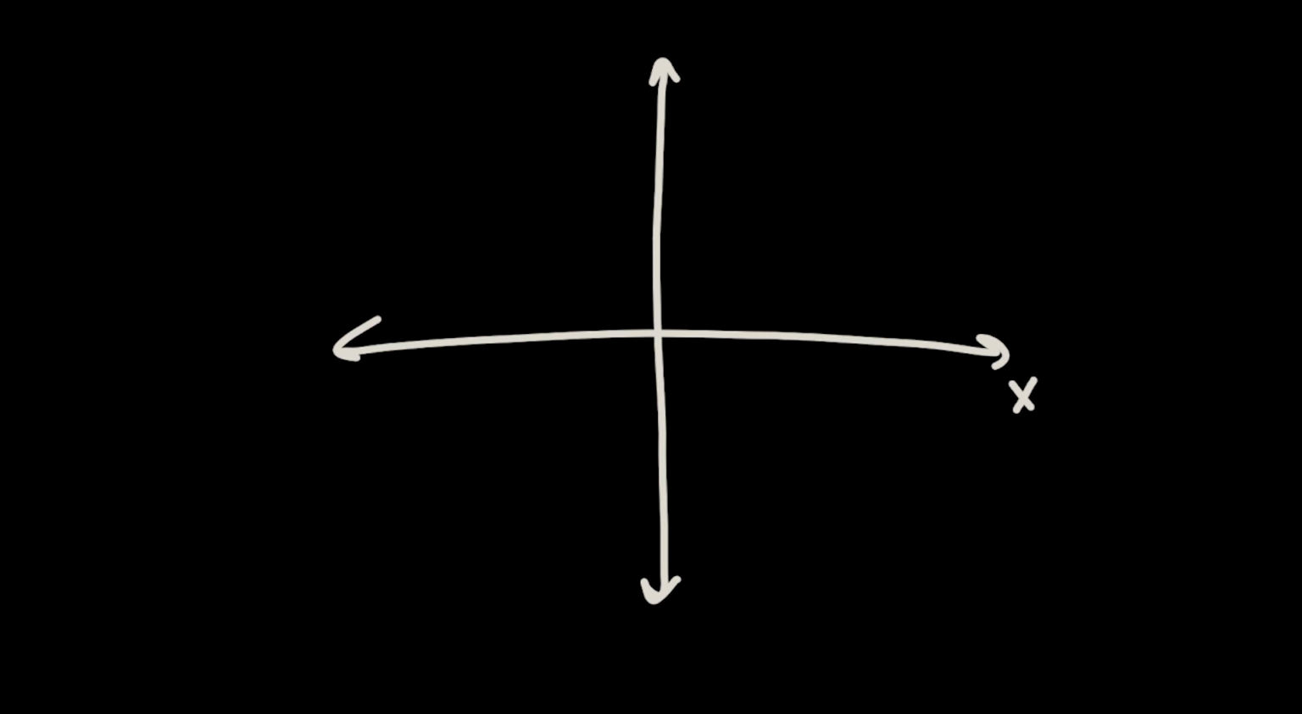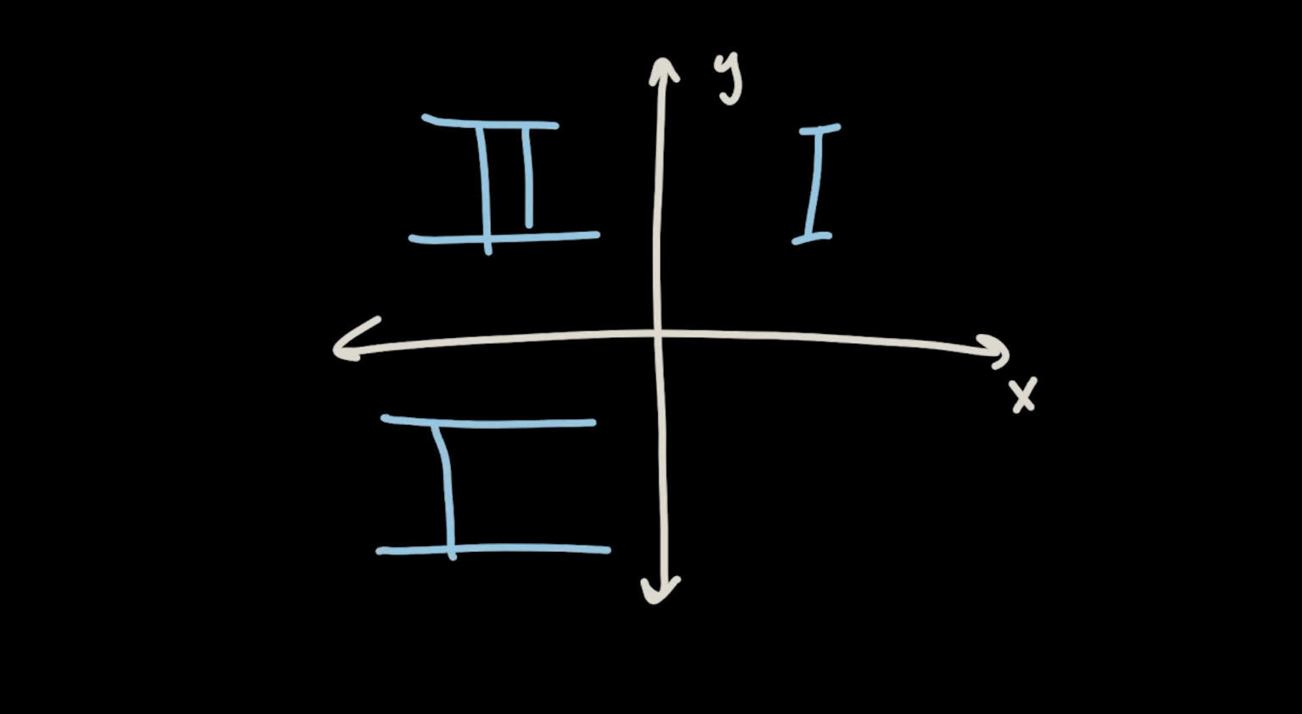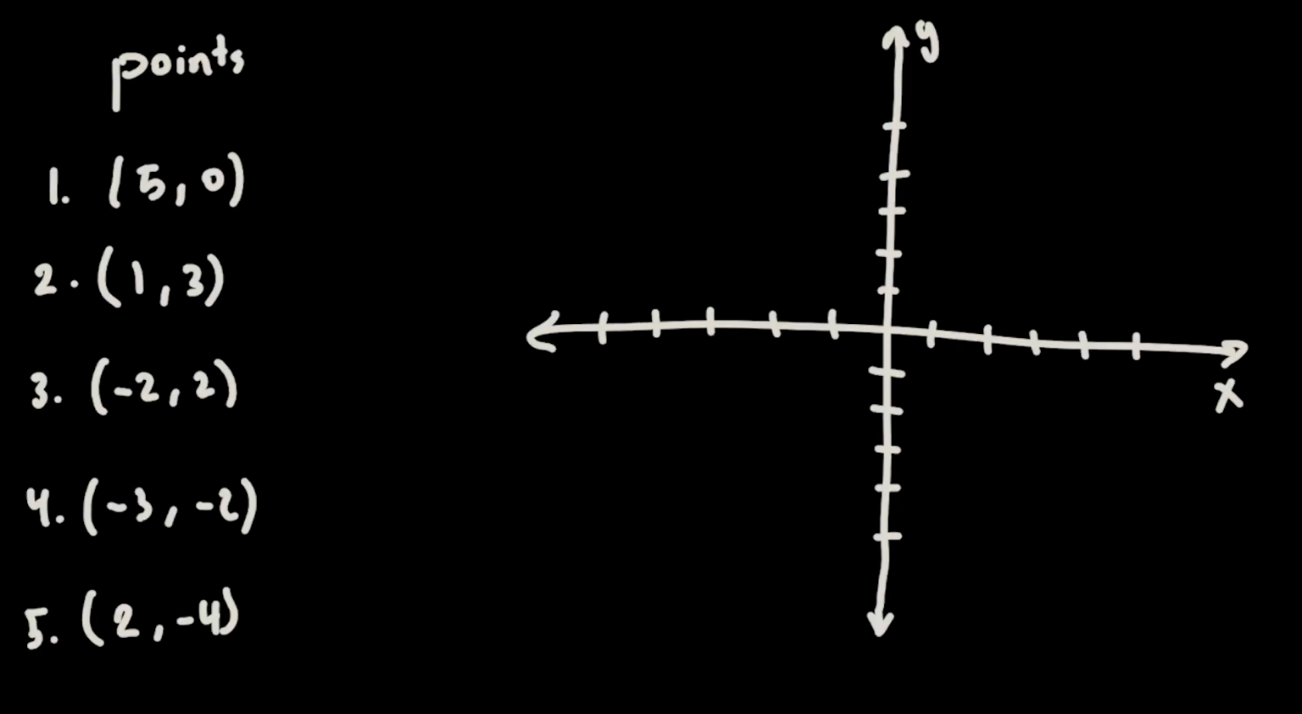Hi, we'll talk today about the coordinate plane. The coordinate plane consists of two main axes. We have the horizontal axis, called the x-axis, and the vertical axis, called the y-axis. By drawing these axes, we have four quadrants. This is the first quadrant, this is the second quadrant, this is the third quadrant, and this is the fourth quadrant. Let's plot some points in the coordinate plane.